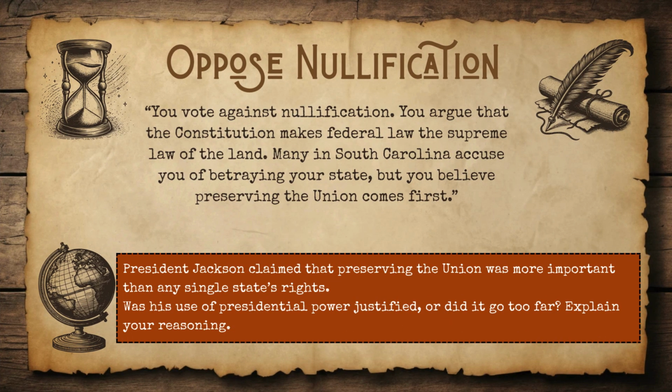In the second scenario, students explore Jackson's response to South Carolina's defiance. Jackson believed that preserving the Union was the president's highest duty. He warned that disunion by armed force was treason and asked Congress for authority to enforce federal law by any means necessary. Was Jackson's use of presidential power justified to preserve the Union, or did it give the executive branch too much authority? As you watch the next video, think about the balance between leadership and overreach.